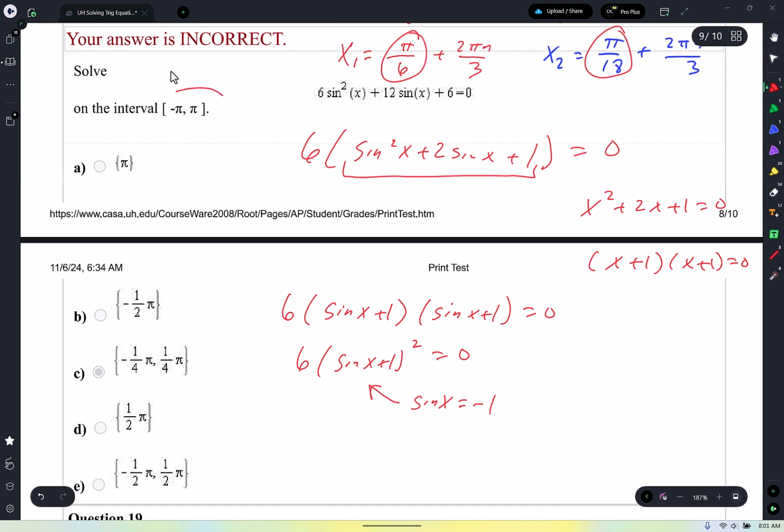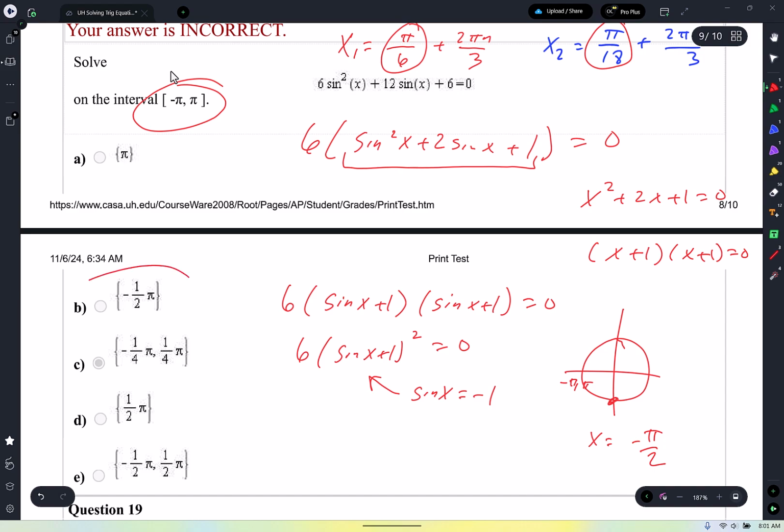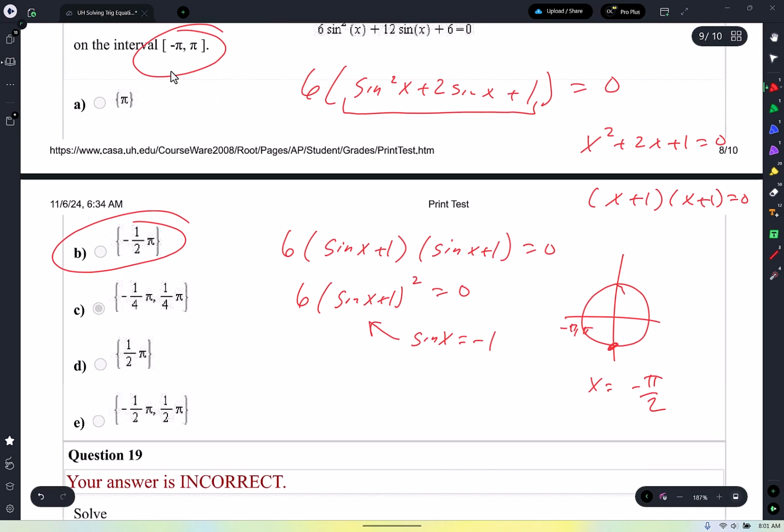Where am I looking? Between negative pi and pi. So that happens on the unit circle down here. If this is negative pi and I'm going towards pi, which is also there, it's only going to happen at negative pi over 2. So there it is, negative pi over 2. Bam. All right.